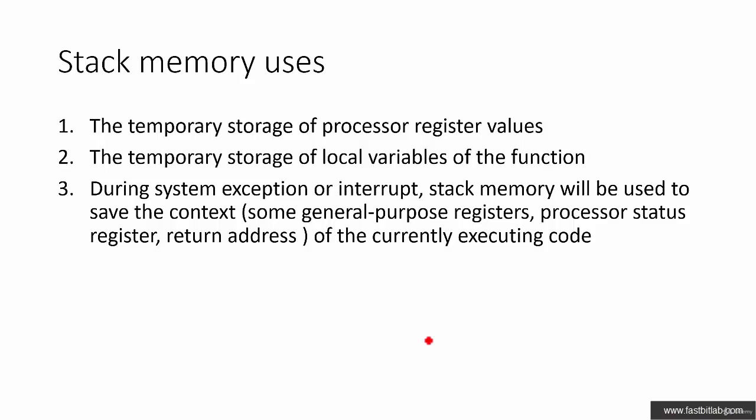During a system exception or interrupt, stack memory will be used to save the context of the currently executing code. Context of currently executing code is nothing but a collection of some general purpose registers, the processor status register, and the return address. All this information will be temporarily stored in stack memory in order to handle the interrupt or the exception. So we'll understand more on this as we make progress.